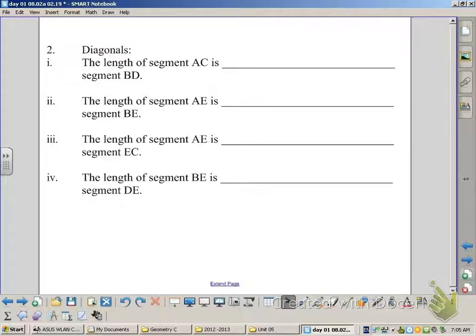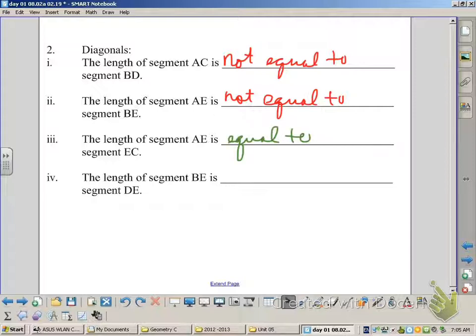All right, for segment AC and segment BD, we should notice that they are not equal. Part 2, the length of segment AE is not equal to the length of segment BE. Part 3, segment AE is equal to the length of segment EC. Now, if you're off by 1/10 or 100th, that's okay, but you can see fairly well that without measuring error, those two should be equal. And the length of segment BE is equal to the length of segment DE. So which pieces were equal? Let's take a look at those. How could we describe them?